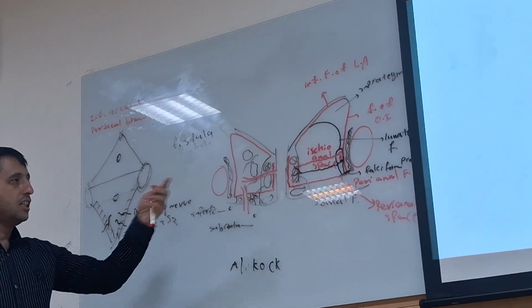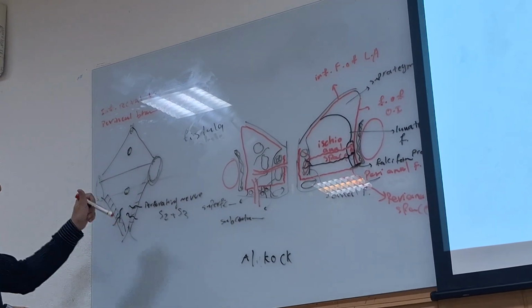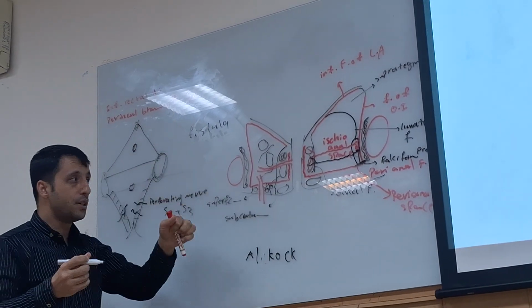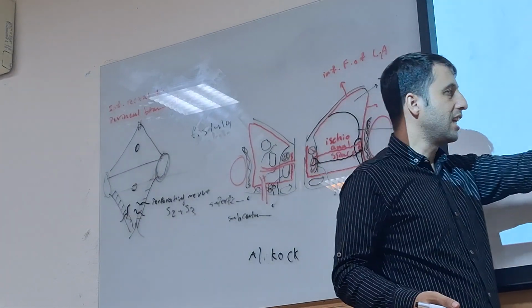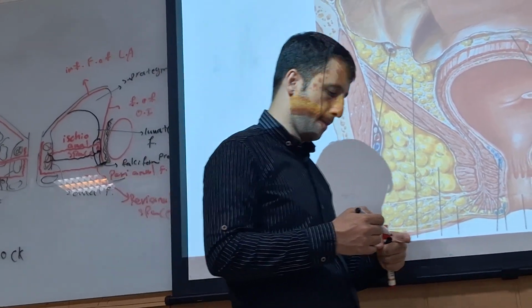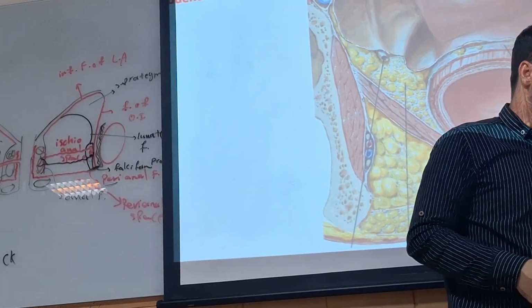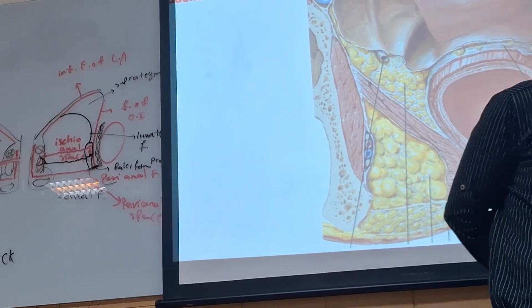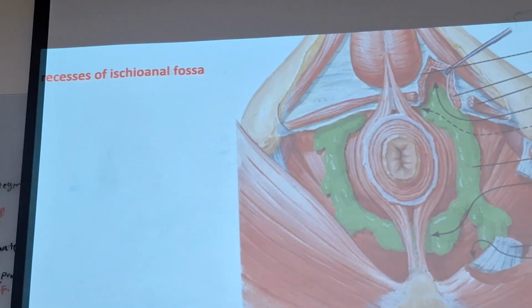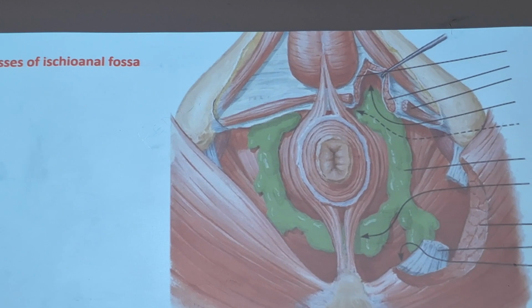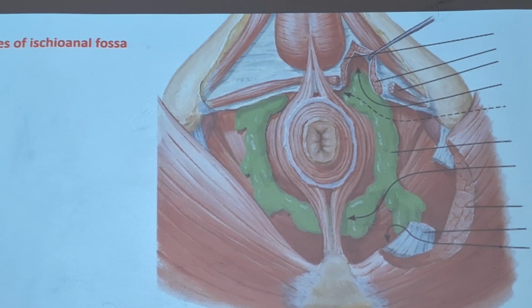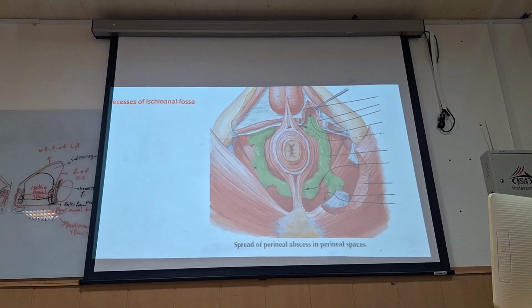Another structure which we can see in this space: I said the inferior rectal and perineal branch of S4. Also, the perineal branch of S4 can be seen in the ischioanal fossa. Okay? The ischioanal fossa is located bilaterally, on the left side and right side. But it has limitations.